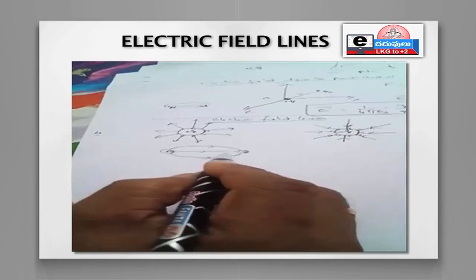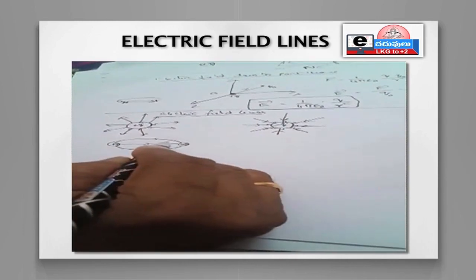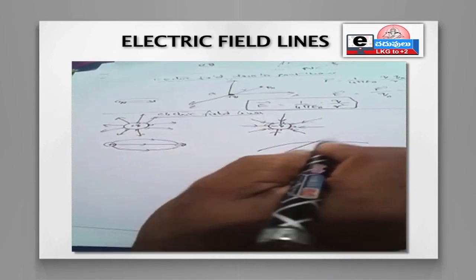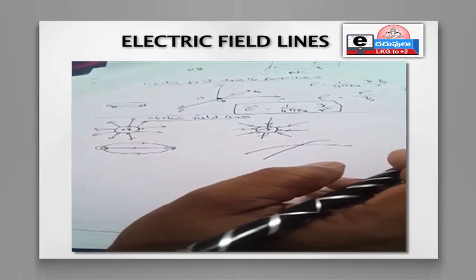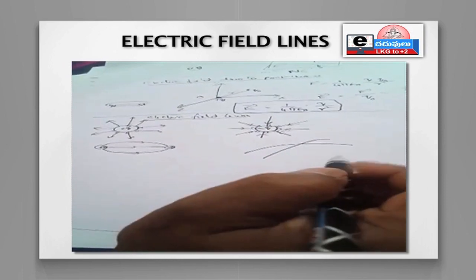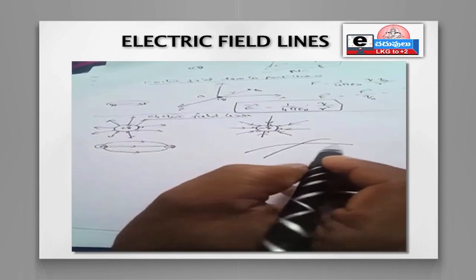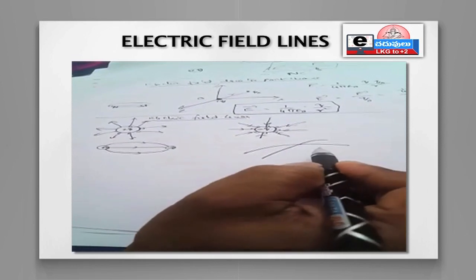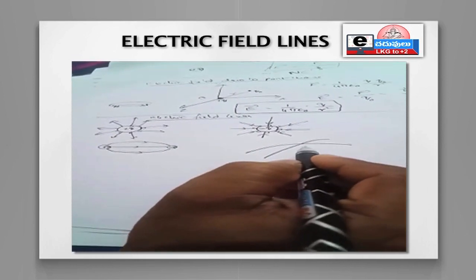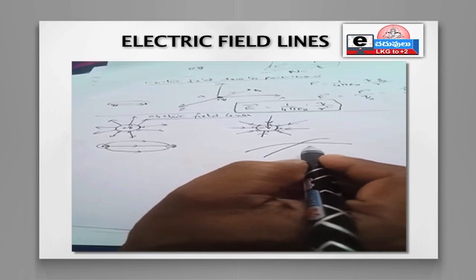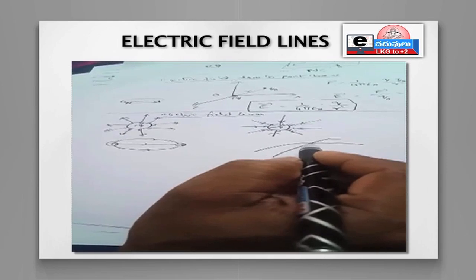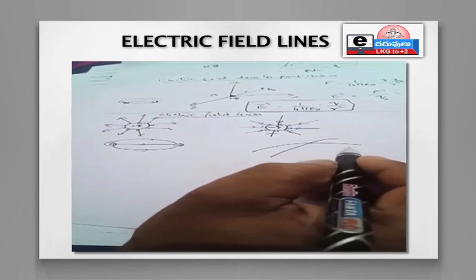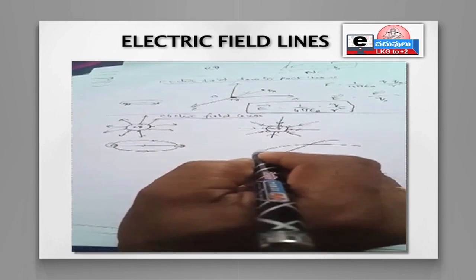And the third important one, when you are drawing the electric field lines, is that no two electric field lines intersect at a point. They do not intersect. How to explain this concept? This question has come many times as a 2 marks question. Explain why two electric field lines do not intersect. I think a similar question is there even in 10th class: why magnetic field lines do not intersect? Okay, anyway, I am just giving.